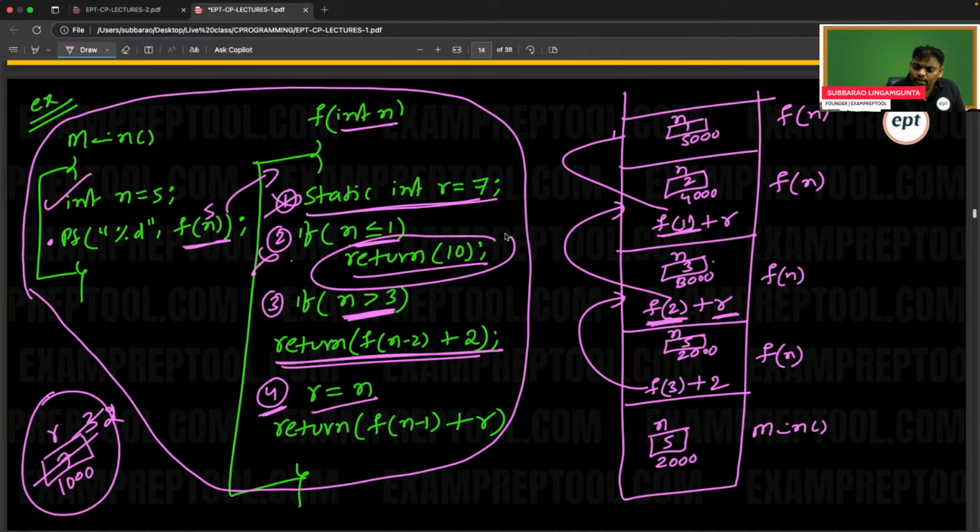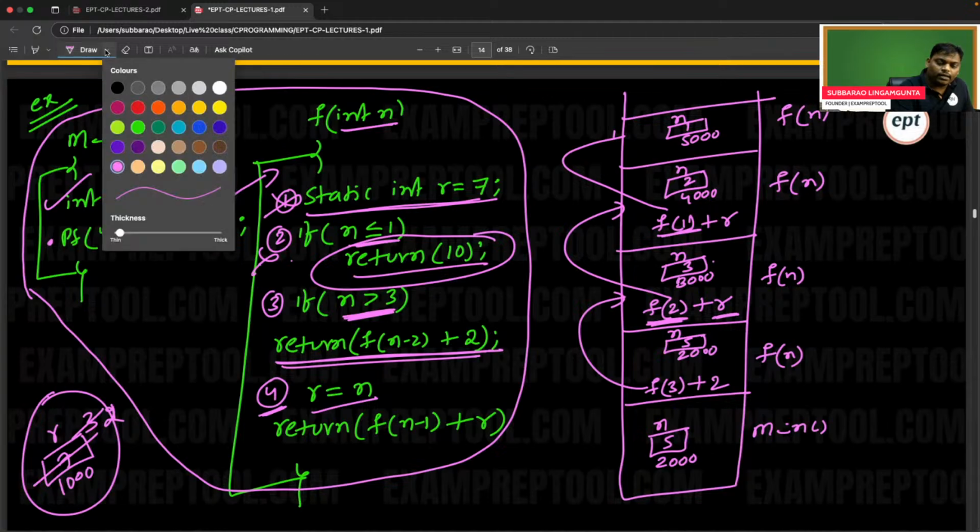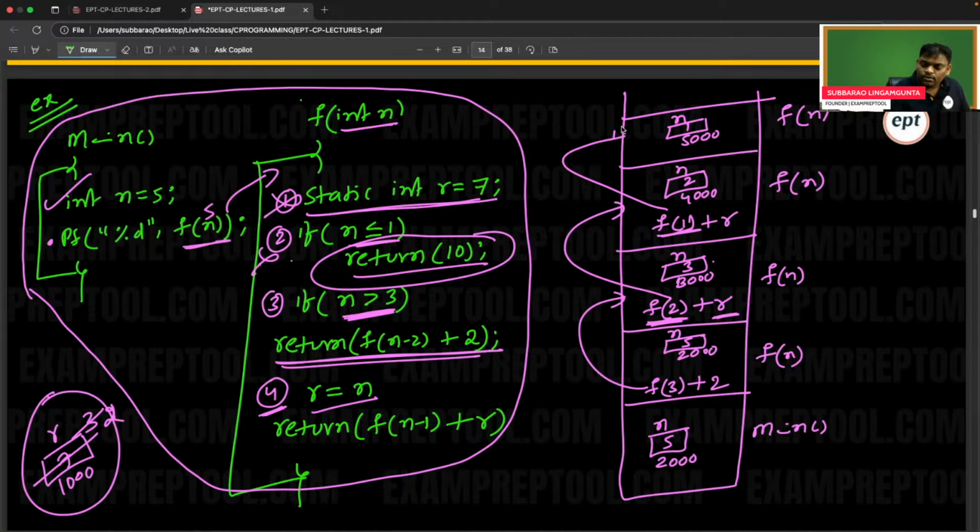This will return 10. So now I am writing return. Everyone observe, return 10. So when you say return 10, 10 is coming. 10 plus, now see, currently what is the R value? R value 2. So 10 plus 2, 12. So 12 will go to the place you came from. What is the R value now? R value 2.